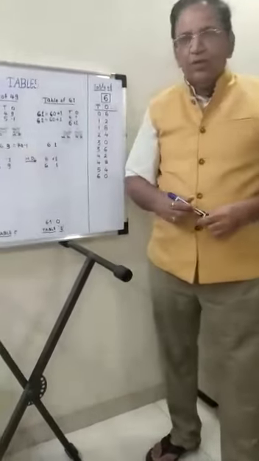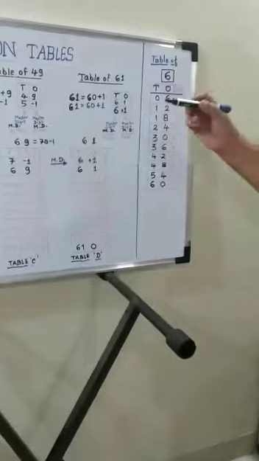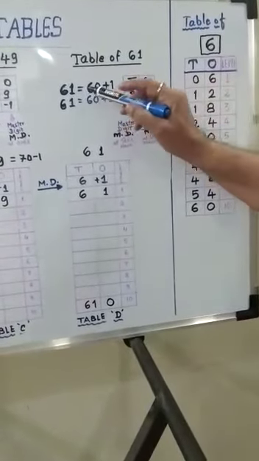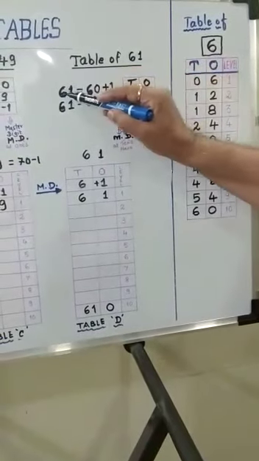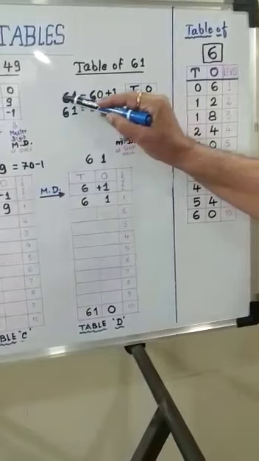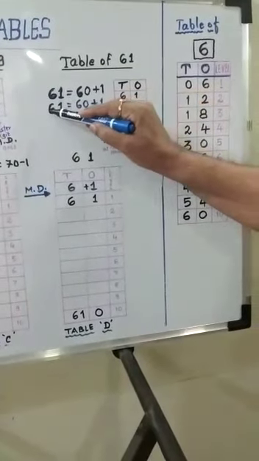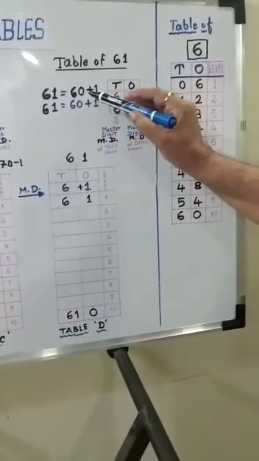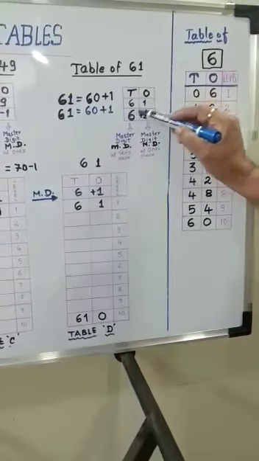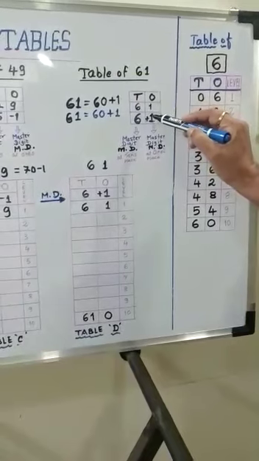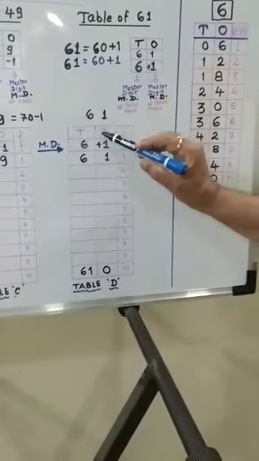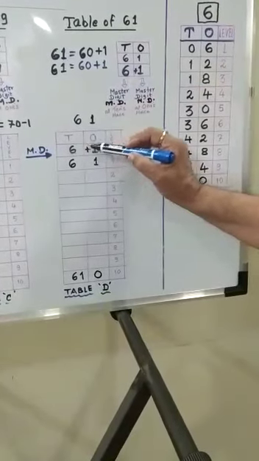I will do that particular table. So, let's consider the table of 61. 61 is equal to 60 plus 1, and 61 is near 60 only. That is why we need not go for 70 and minus 9. So we can just put 61 equal to 60 plus 1. For this 60 we will put 6 and plus 1 over here. So in this case the master digits are 6 and plus 1.